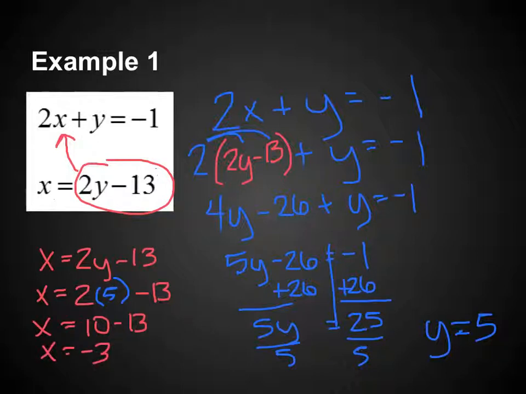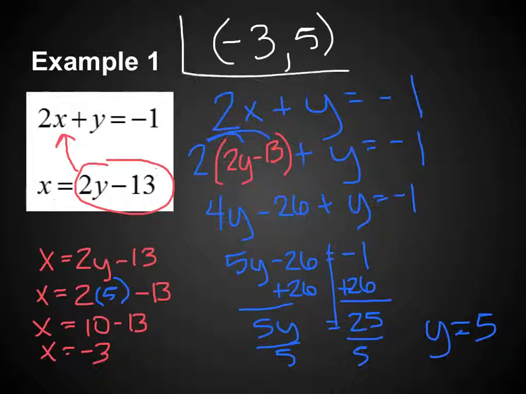Remember, the solution to an equation or a system of equations is an ordered pair. So our solution would be negative 3 for the x value and positive 5 for the y value. This is a point that would work in both equations. I can plug it into the first equation and it will work, or the second equation and it will work in that as well. We're actually going to check it now on our paper.